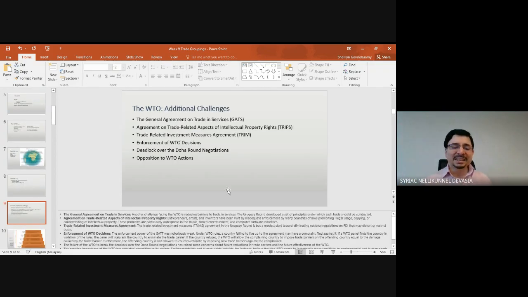Now, what are the challenges WTO faces? We need to understand those. Okay, definitely challenges are related to GATS, General Agreement on Trade in Services. This is a challenge because they wanted to reduce barriers to trade in services, because many countries have put up tariff and non-tariff barriers when it comes to exchanging services.